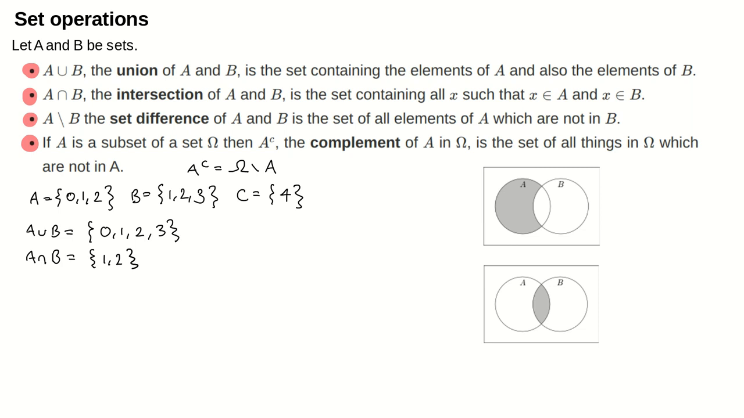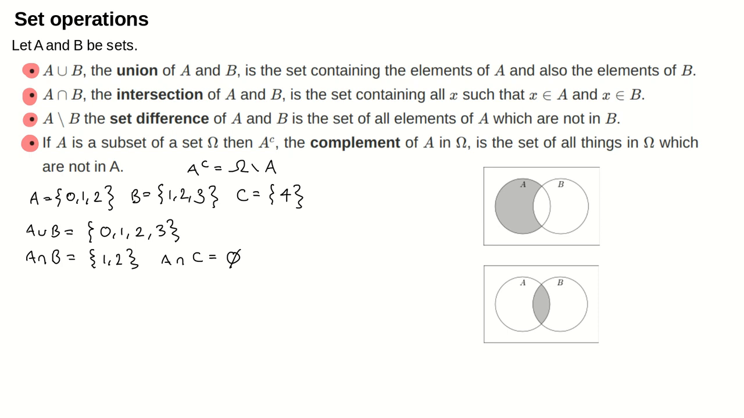Okay, next let's take A intersect C. Well, this time, if we look at A and C, they don't have any elements in common at all. So A intersect C is in fact the empty set, because there are no elements which are both in A and in C.